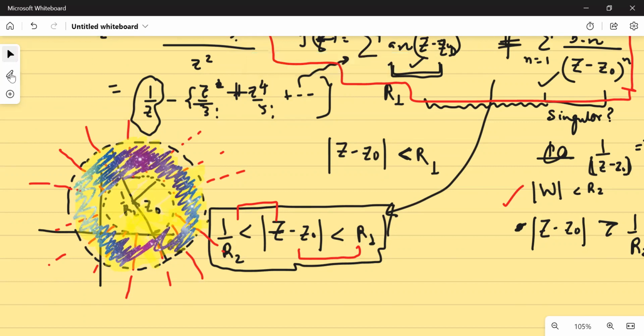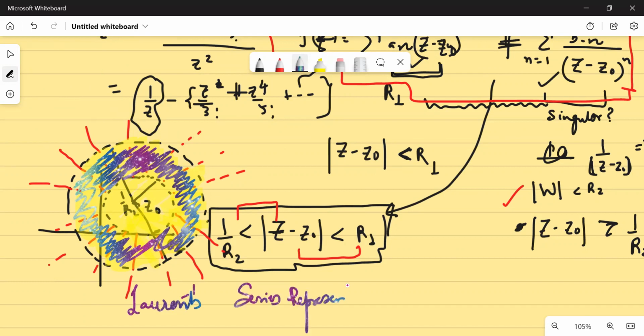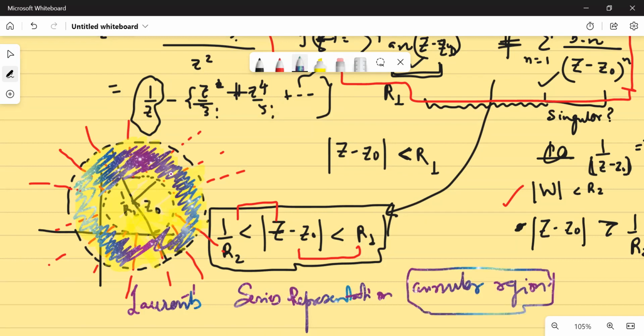So such types of representations are called Laurent series representations. Laurent series representations are valid for some annular region, as I have stated just before. Are you getting my point? Yes or no? Did you understand this or not? Just the name: Laurent series.